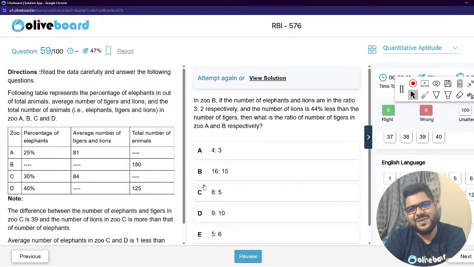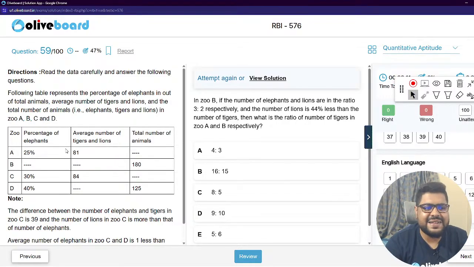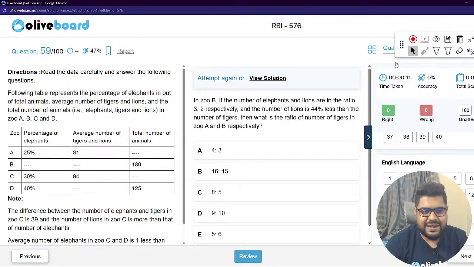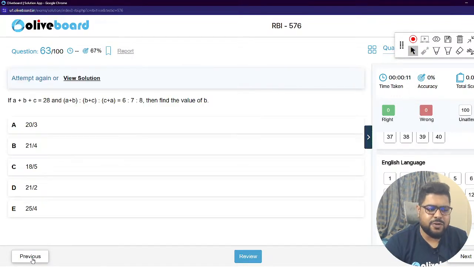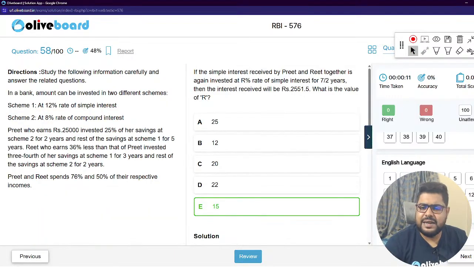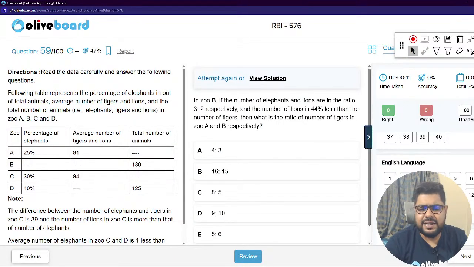Now, next question. So this is elephants, lions, tigers and so on. Acha, this is a DI, right? I don't know how many questions. 1, 2, 3, 4. So it is a four-question DI. So let's do one thing: I'll solve at least the first question, and you will get the idea of how to approach.